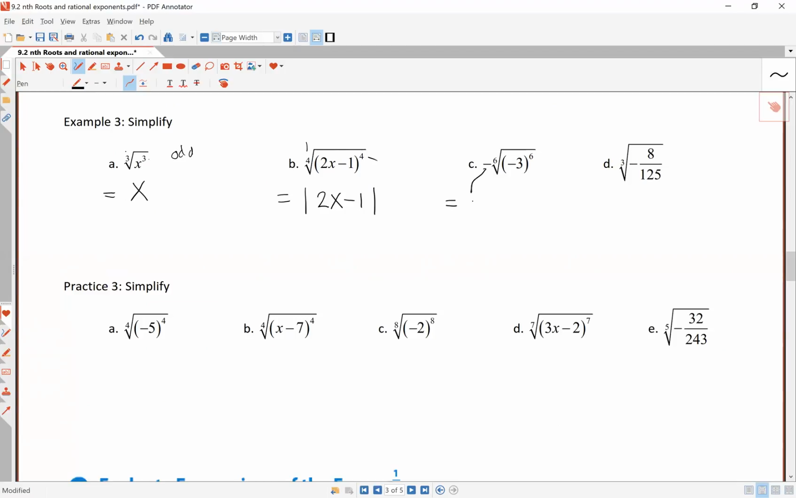There's a negative out in front of this one, and then the 6th root of something to the 6th, they undo each other. But since it's an even index, we have to use the absolute value. And so we put the absolute value around the -3, and then the absolute value of -3 is 3, and so this gives us -3 in the end because of the negative out in front.